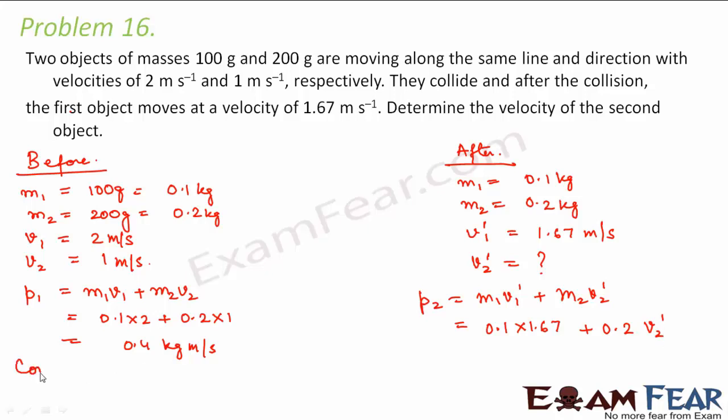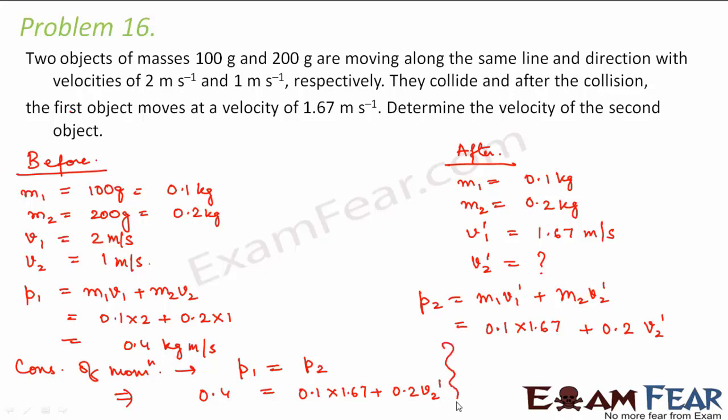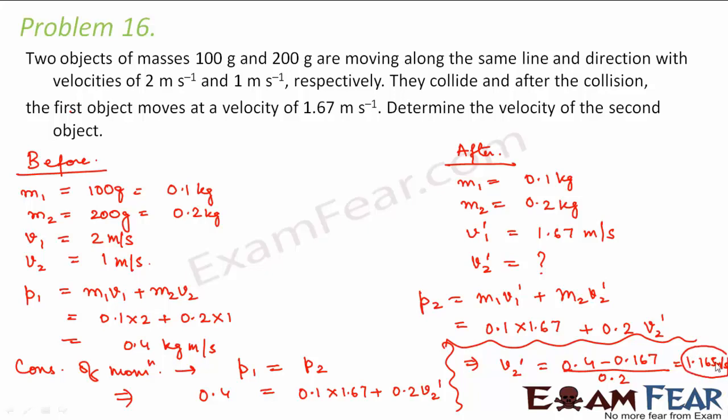Now from conservation of momentum, we know that the total momentum before collision should be equal to the total momentum after collision. So we can say 0.4 should be equal to 0.1 into 1.67 plus 0.2 v2 dash, right? So from this we can calculate v2 dash is equal to 0.4 minus 0.167 divided by 0.2. So this comes out to be 1.165 meter per second. So this would be the velocity of the second object, right?